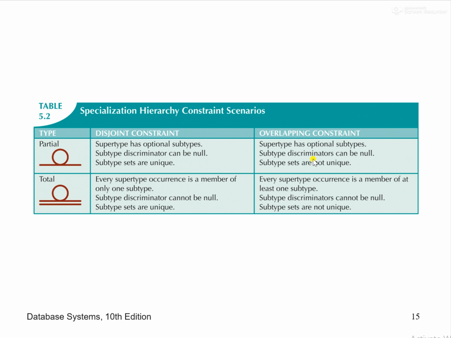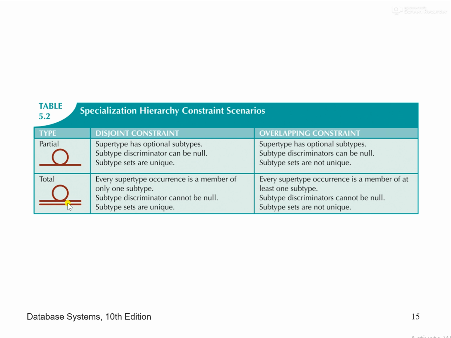In case of overlapping, they share the same two characteristics: the supertype has optional subtypes and the subtype discriminator can be null. But because we have the overlapping constraint, subtype sets are not unique, because in case of overlapping it is possible that your discriminator attribute belongs to both subtypes, so subtype sets are not unique.